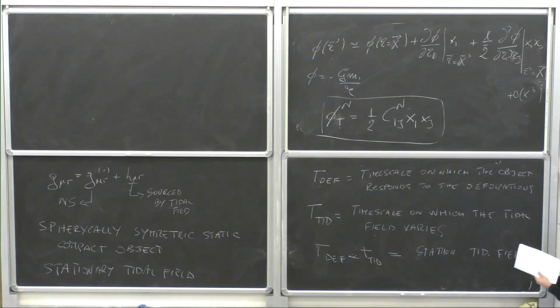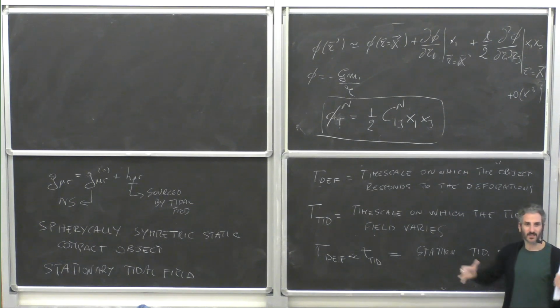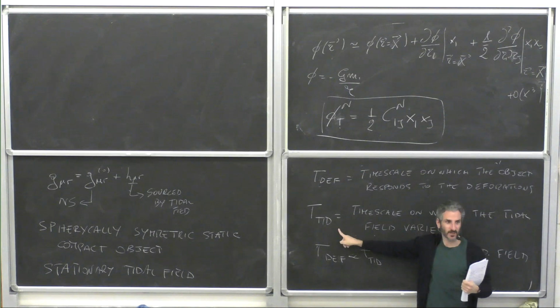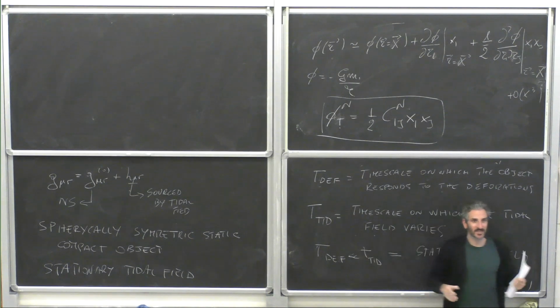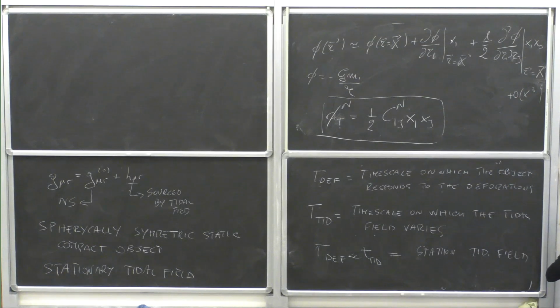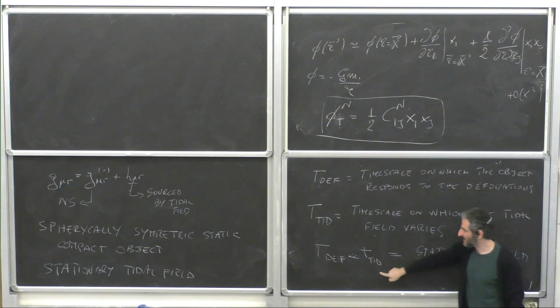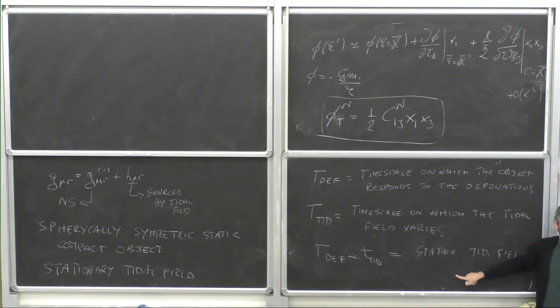So you see what I'm doing here. I have the tidal field which is acting on the bodies. Take a single body in the binary. This body is being deformed by the external tidal field, and being deformed basically means that it changes shape. But if the change in the shape is very, very fast, and is actually faster than the variation of the tidal field, so the star readjusts very quickly to the effect of the tidal field, then on this time scale, the tidal field will actually look stationary, so constant.